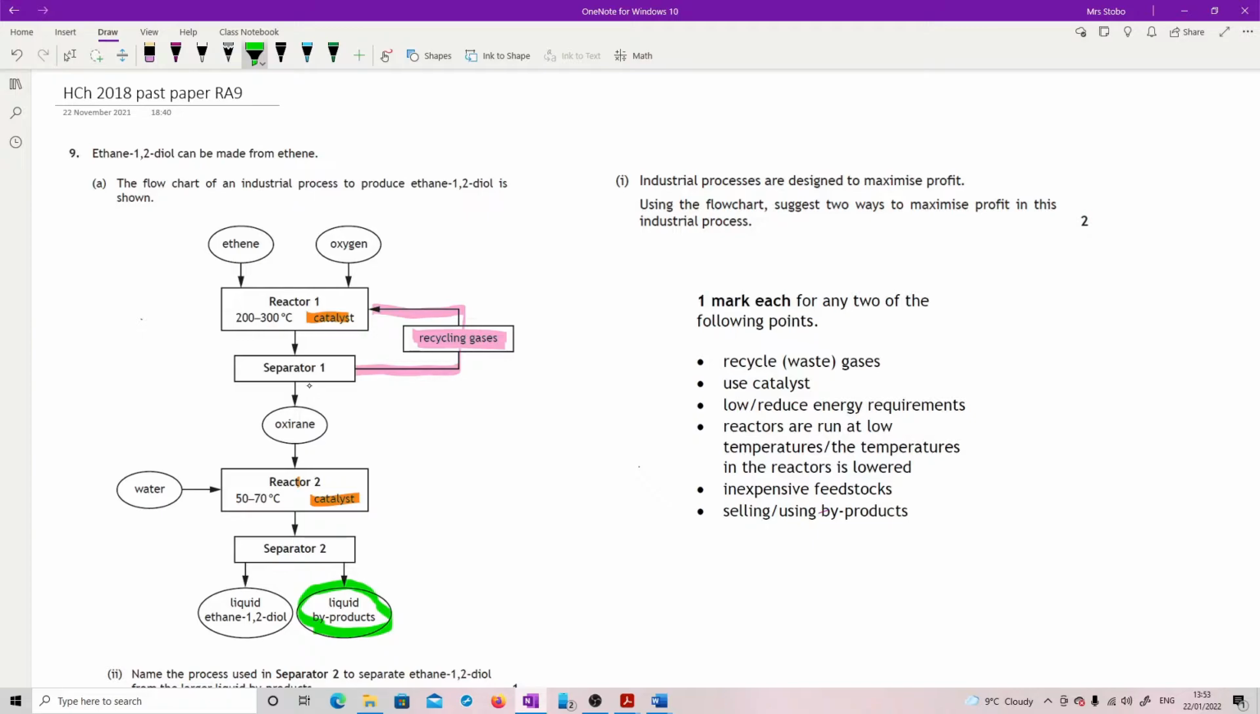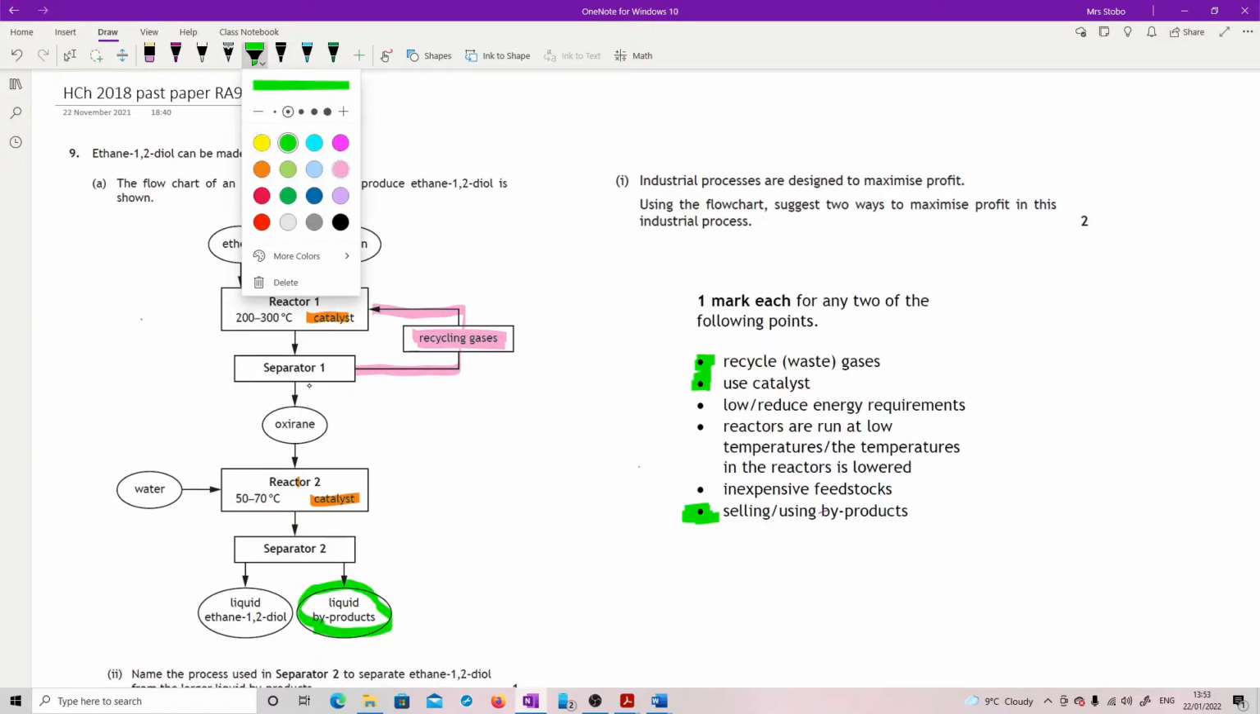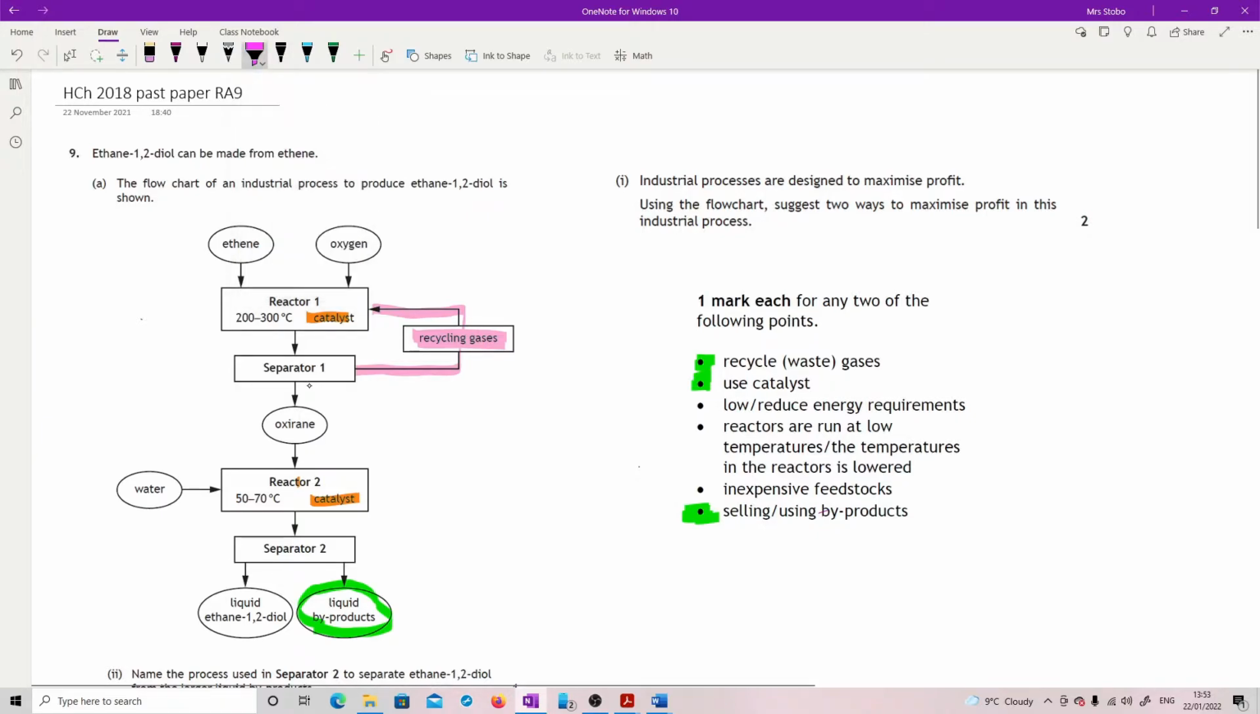And that was the ones that I'd picked up, but just to be clear what the other ones were, they had the recycling of the waste gases, they've got the catalyst, and they've got selling or using byproducts. And then the other ones, which when I looked at the mark scheme I was like, yeah, okay, absolutely, I should have seen those ones.